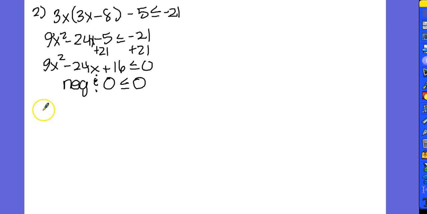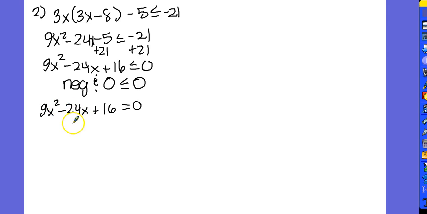Okay, so let's factor this out. That's 9x squared minus 24x plus 16. I'm seeing a perfect square trinomial. Those factor really quickly when you learn. If I break this up to 3x and 3x, and I break this up to 4 and 4, 3 times 4 is 12, and 3 times 4 is 12. 12 plus 12 is 24.